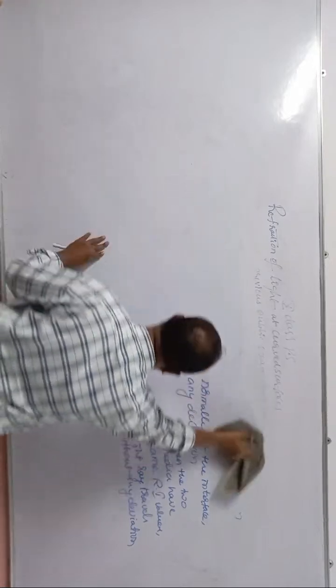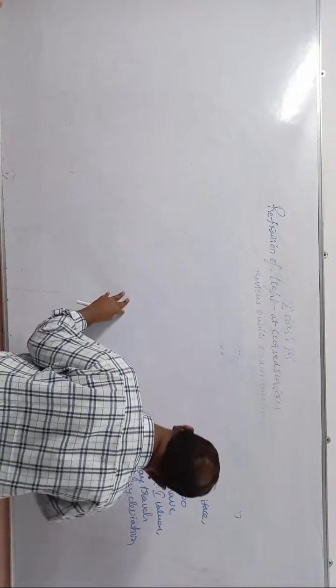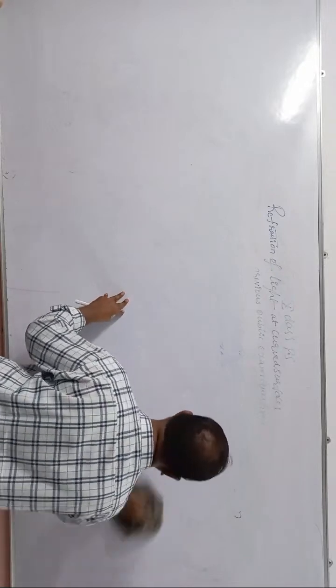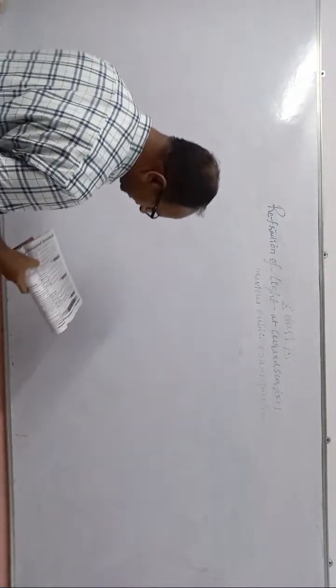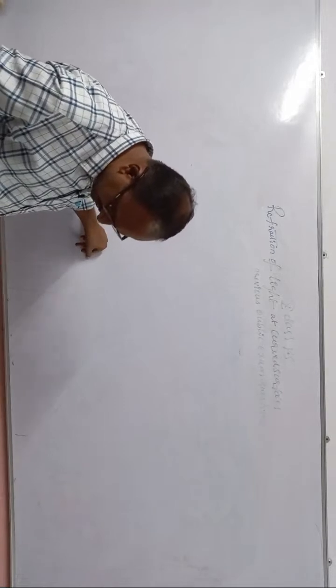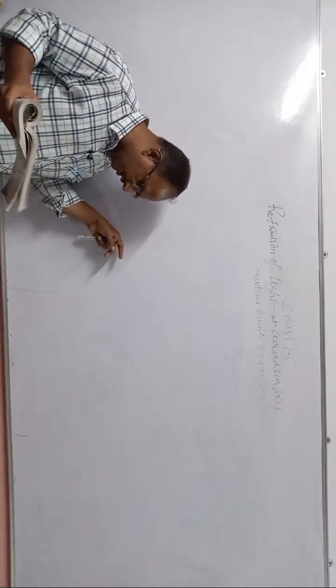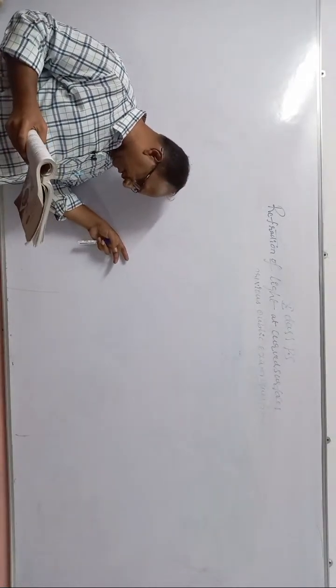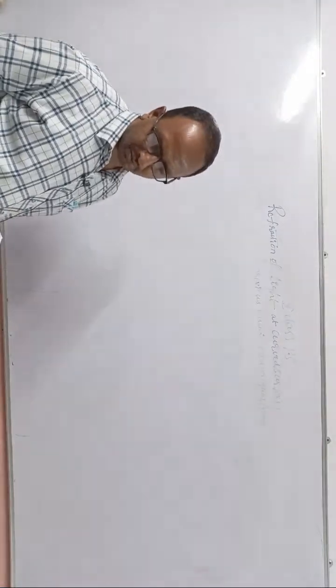So all questions are there in the material, just explanation. Next question: what is the angle of deviation produced by a glass slab? Explain with the ray diagram. This is already in the material. The angle of deviation produced by the glass slab is 0. So you can see the direct material for it.